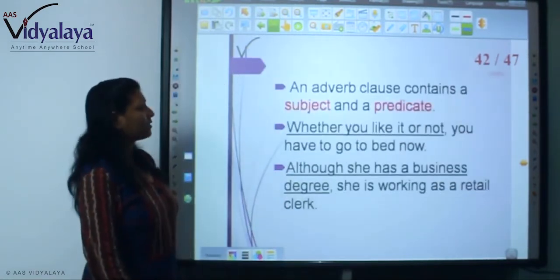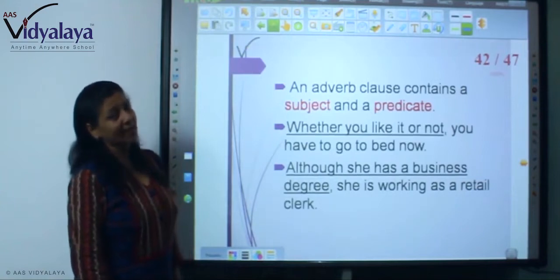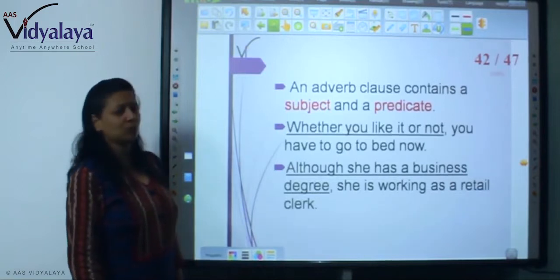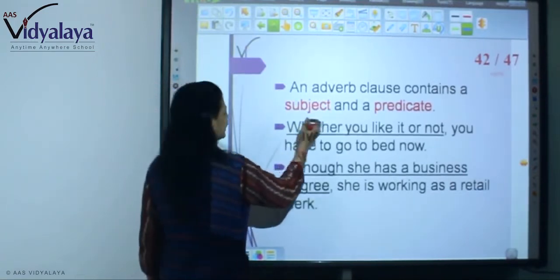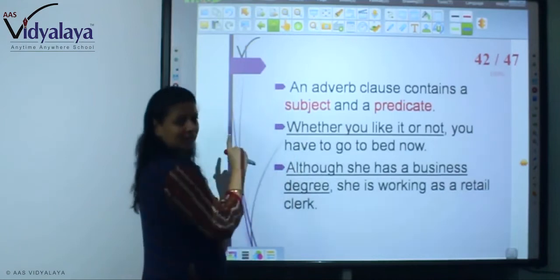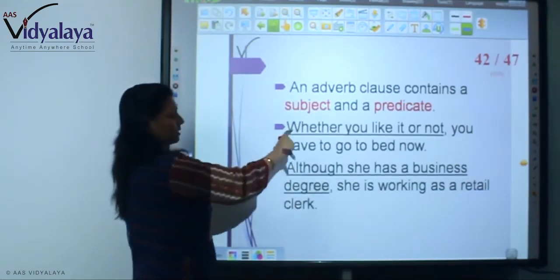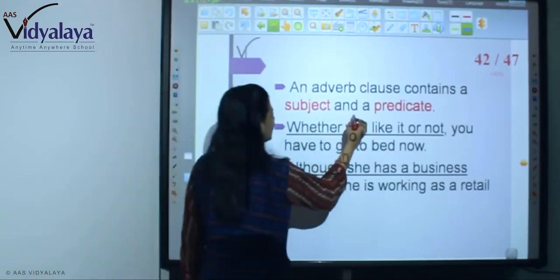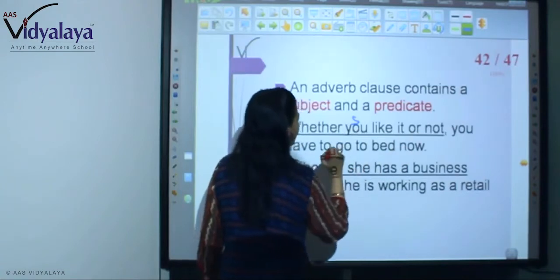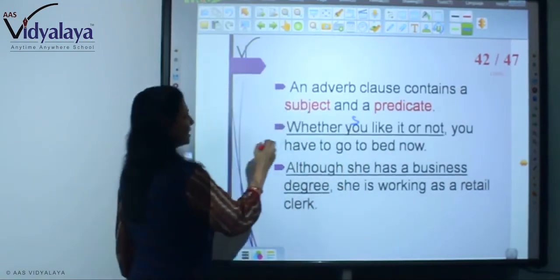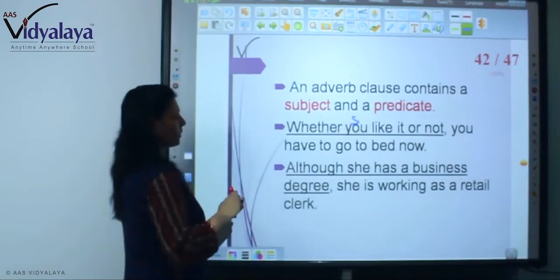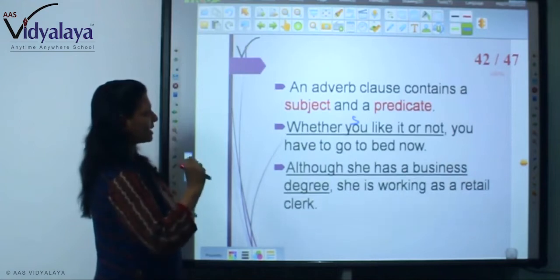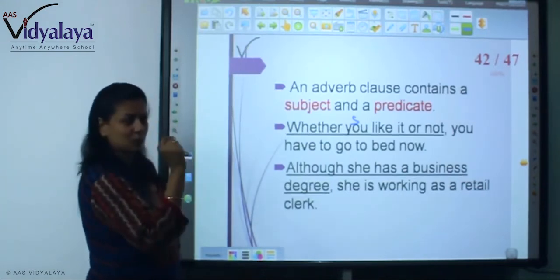Now next, an adverb clause contains a subject and predicate, right? Whether you like it or not, you have to go to bed now. So see, all this you have just seen, the purpose and the word, the subordinate conjunction. With this it has started, but you are seeing it. Subject is here and this is a predicate. Now here you are seeing it as a subject, we are using it. You have to go to bed now, whether you like it or not. So here as a thing we are using.